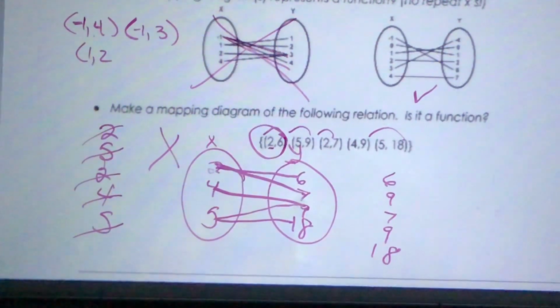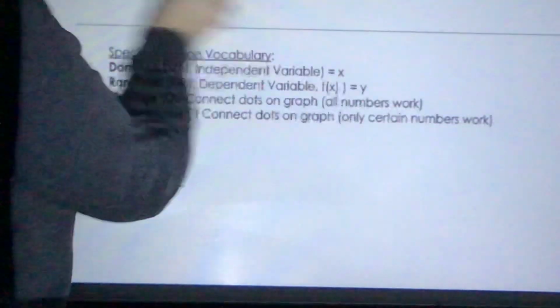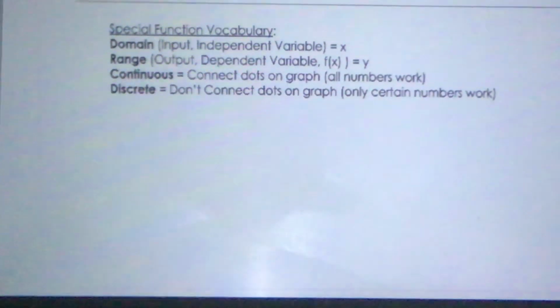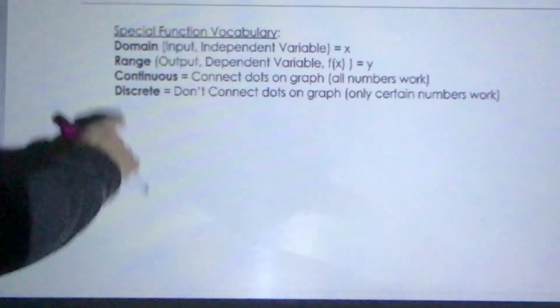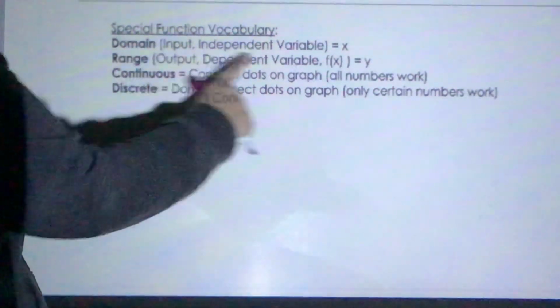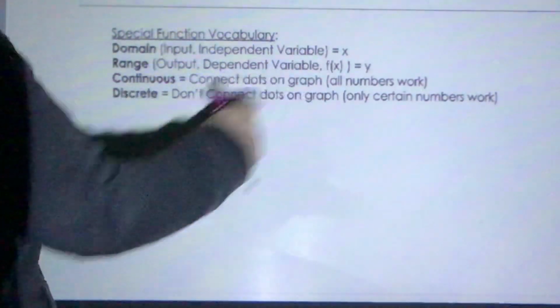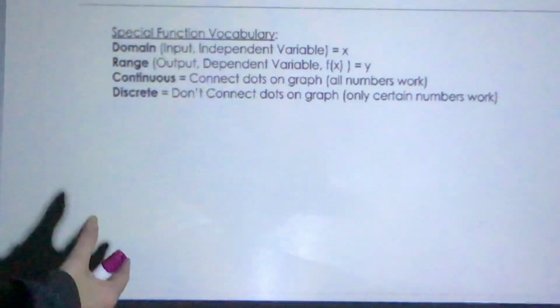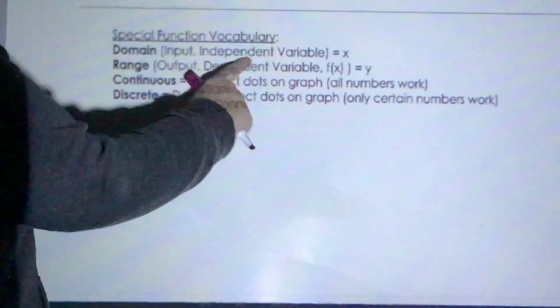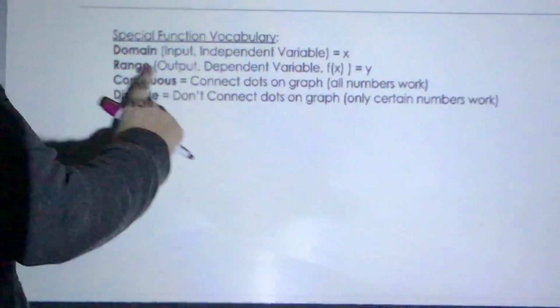And now the last part is we just want you to start recognizing vocab that we use when we talk about functions, and we've used these words already with you. Domain is a word that you'll hear a lot in math. Domain is just another word for x. So if you hear someone say domain, just think of the x numbers. It's also the same as input or independent variable. They all mean the same thing.